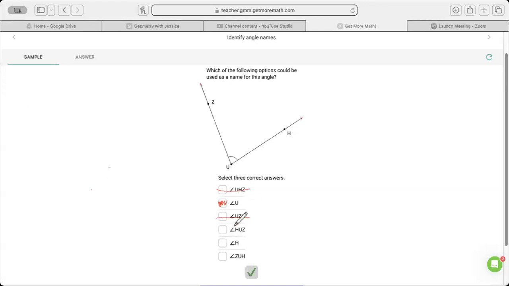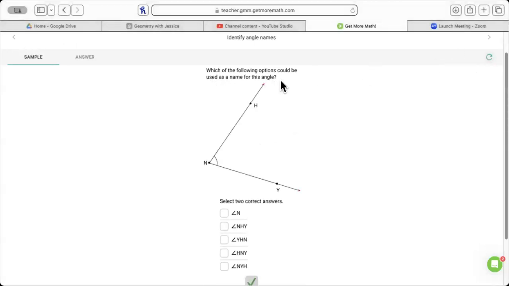All right, U again needs to be in the middle, so it is. So that's going HUZ. Yep, that creates it. Angle H is not my vertex. Like that would be like an angle over here somewhere. So that's out. And then again, U has to be in the middle. And that is ZUH. Yes, I can create it that way. Okay, so again, tracing it, I would highly, highly recommend.